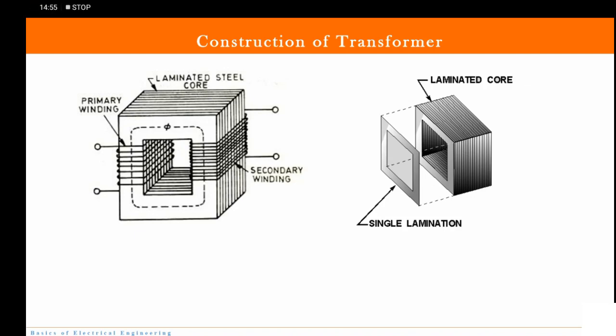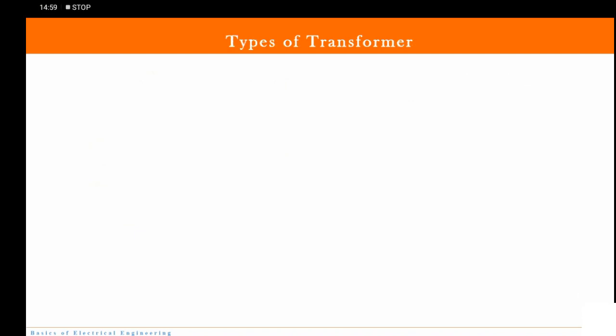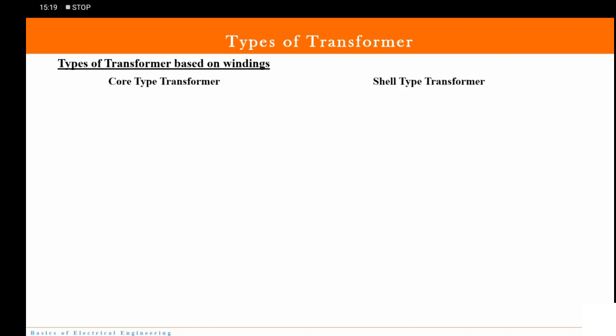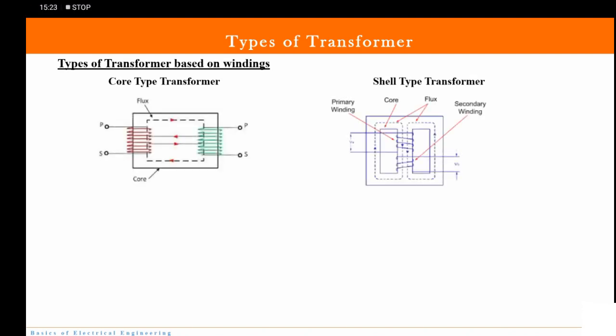Fine. So this is how the transformer is made. Now we have types of transformer. This categorization has been done on the basis of the windings. So which type of windings are there in that transformer? Accordingly, categorization has been done. So here we have core type transformer and shell type transformer. Basically this is how they look like.